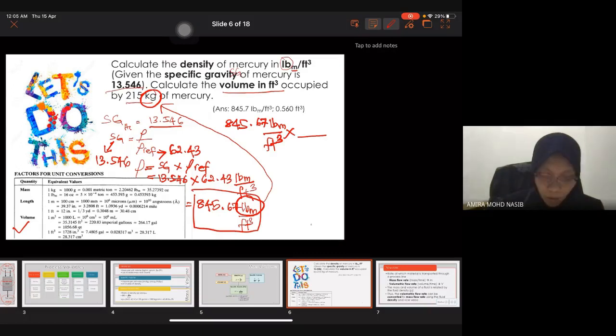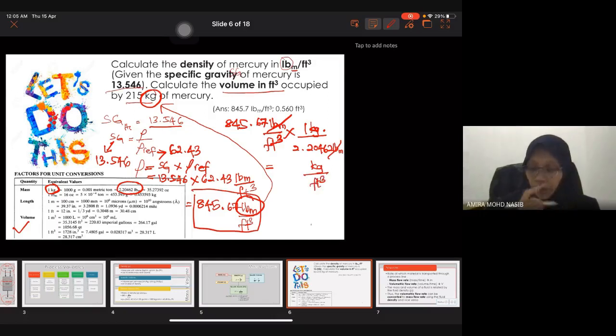Comes with 1 kilogram equal to 2.20462 pound mass. So this one should be 2.20462 pound mass, and this one should be 1 kilogram. So you cancel out this one, you cancel out this one, and at the end you'll be getting kilogram per feet. And then what you need to have, you want the volume.